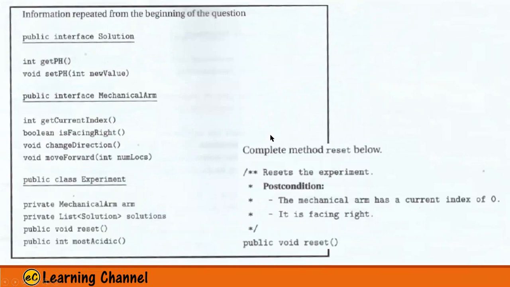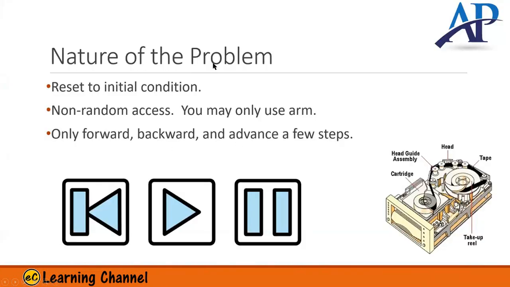Also the previous 2011 exam, that similar problem, also did not mention it. It is the nature of the problem: reset to the initial condition, but it doesn't tell you this is not an array. There is no random access. You can only use the arm with those 4 methods, and it only has forward, backward, and advance a few steps. Only these 3 functions. So it's just like you play a tape. You can only say play, or pause, or return. These are the only functions you have.